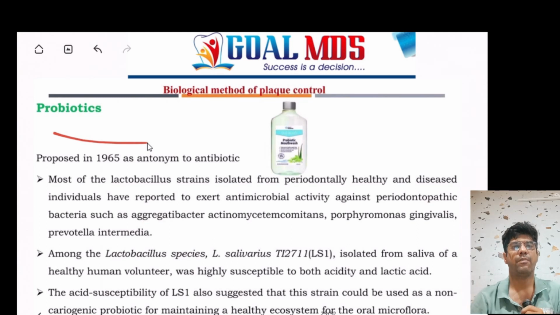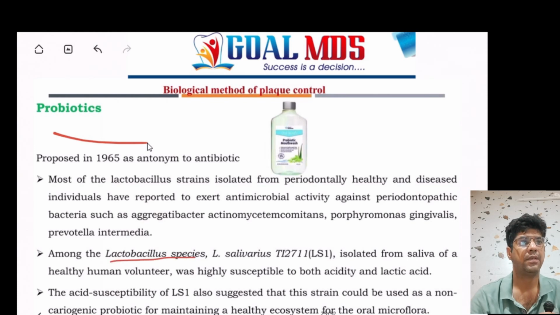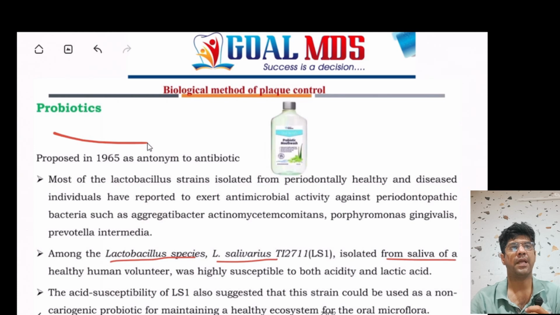Probiotics. Probiotics are the biological method of plaque control that involves the introduction of beneficial bacteria into the oral cavity to maintain a balance and a healthier microorganisms. So these good bacteria will inhibit the growth of the harmful bacteria and contribute to overall oral health. So probiotics include the lactobacillus species, L. salivarius, isolated from the saliva of healthy human volunteers.